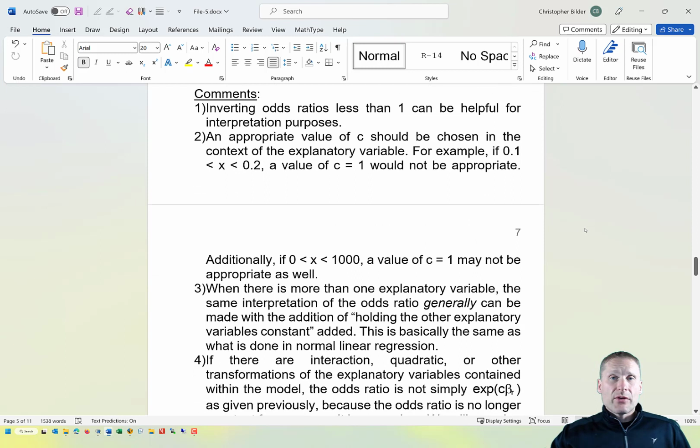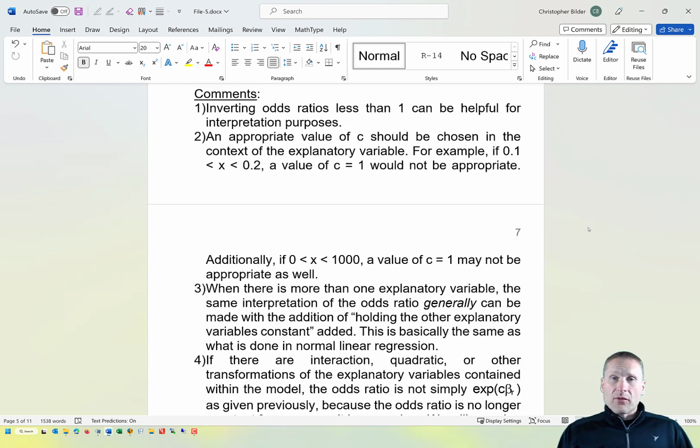Sometimes with odds ratios, it's nice to always have a value that's greater than 1. So at times you might need to invert the odds ratio. If you have an odds ratio of 0.5, you might want to invert it to be 2 so that you can interpret it that way. When that happens, of course, you need to change your interpretation correspondingly.